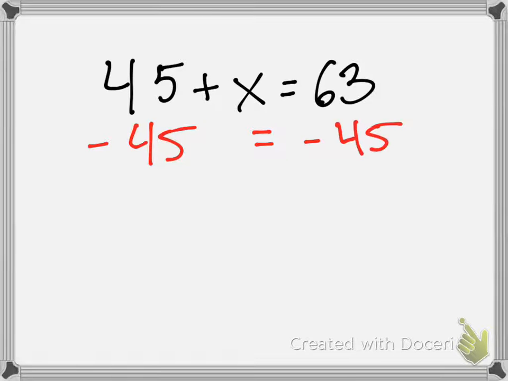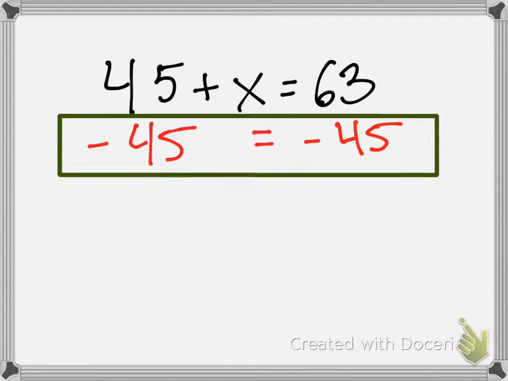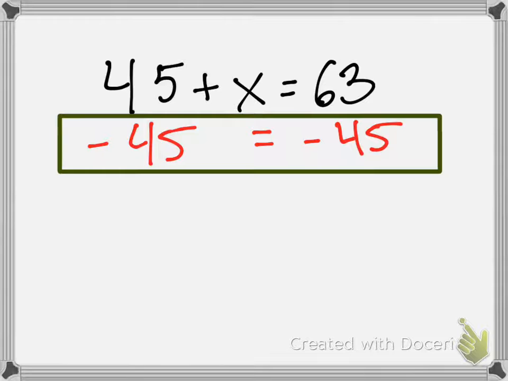Notice how this one right here has negative 45 equals negative 45. That's just a true statement, right? Math always has to follow true statements. So 45 minus 45 goes away, and we're left with x equals. And then what is 63 minus 45?